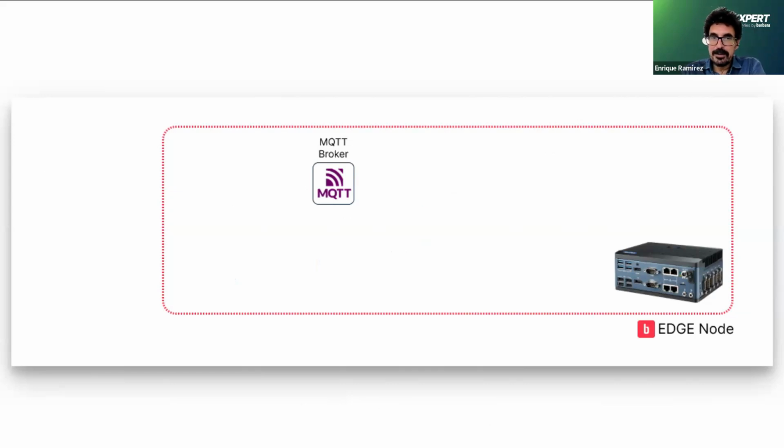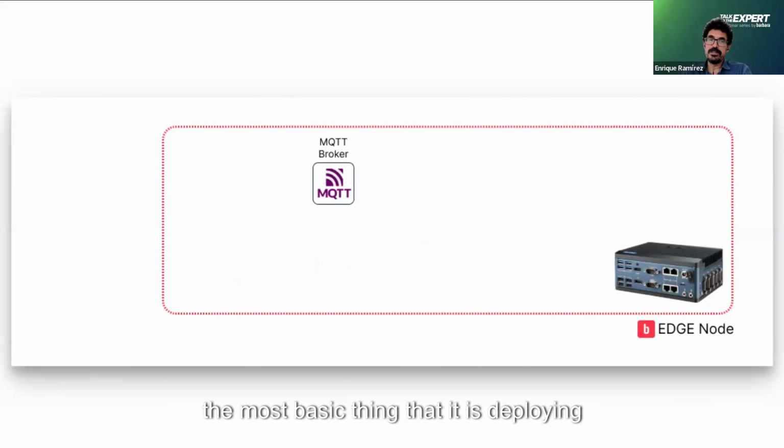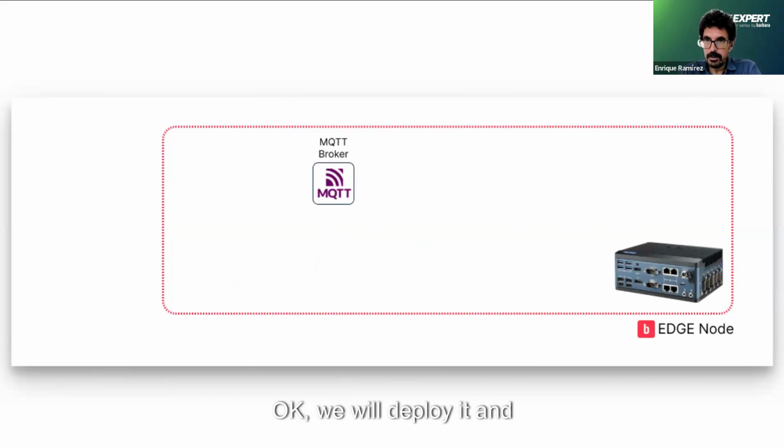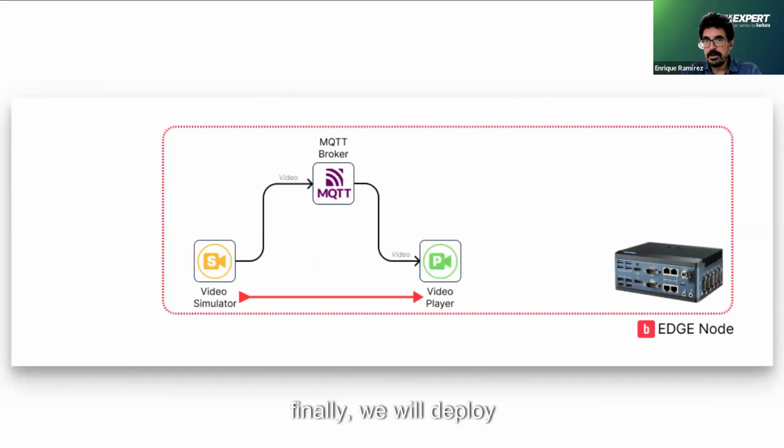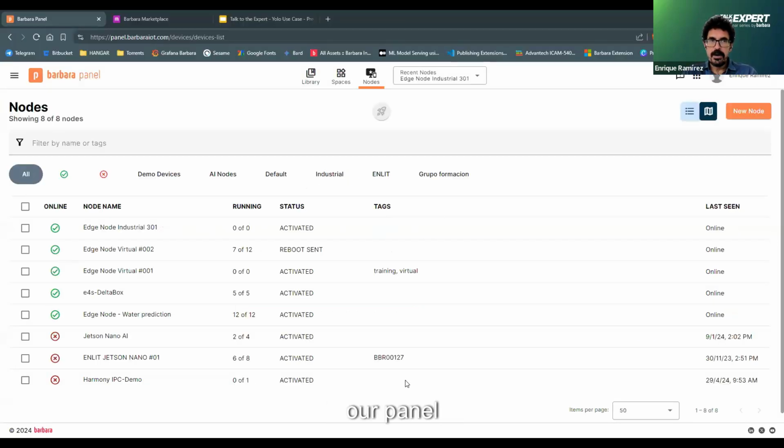Let's start with the most basic thing, which is deploying the MQTT broker. We will deploy it. Then we will connect the video simulator, and finally, we will deploy the video player to visualize the original video. That's the first step we will do. So these three applications. Let's start very quickly. And here we have our panel site, with the list of nodes we have available. We are going to use this E004 node.